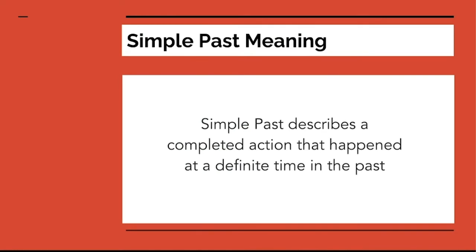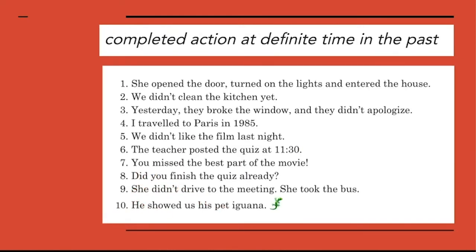Simple past means that you are talking about a completed action that happened at a definite time in the past. Often you mention the time, but not always. Here are some examples. She opened the door, turned on the lights, and entered the house. This happened already. It's over. All those actions are in the past. They happened at the same time, in fact.